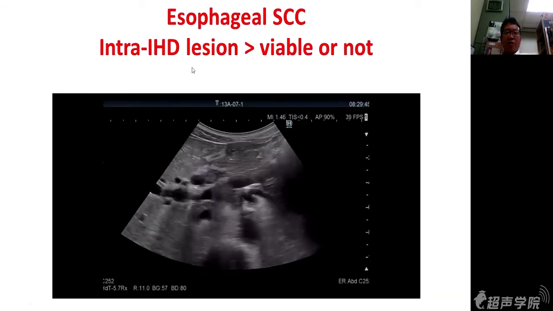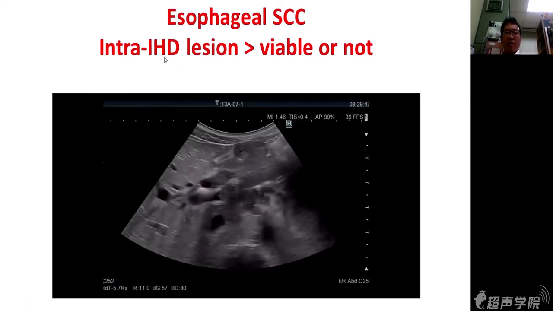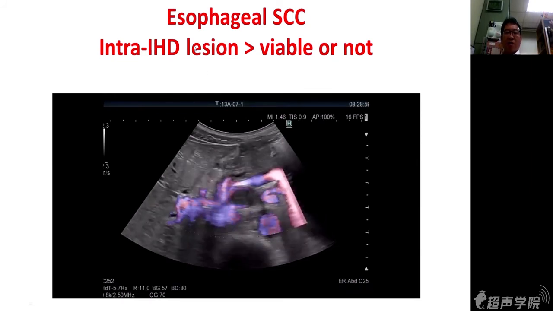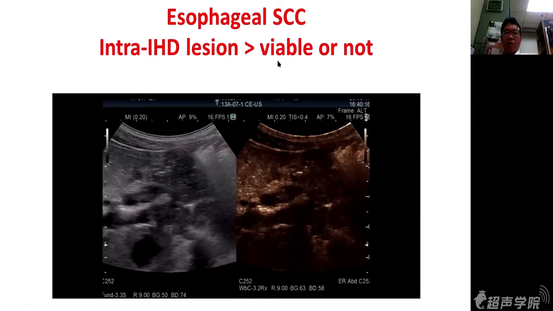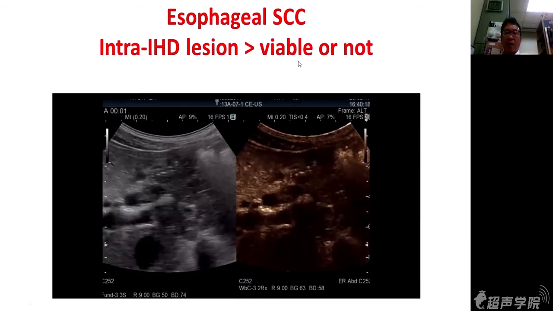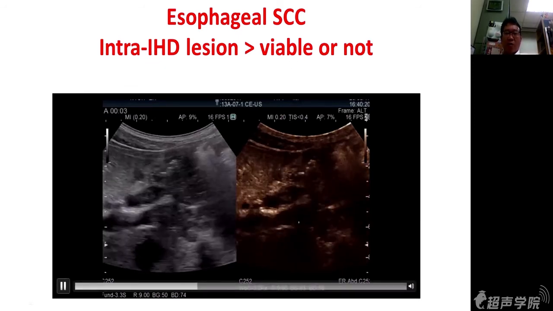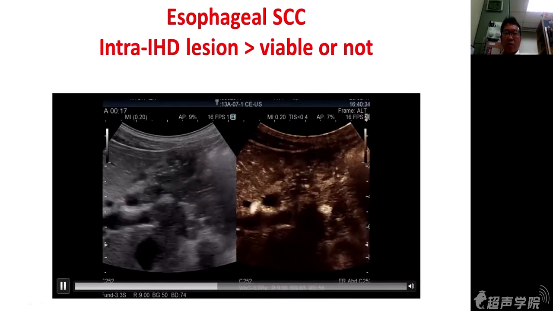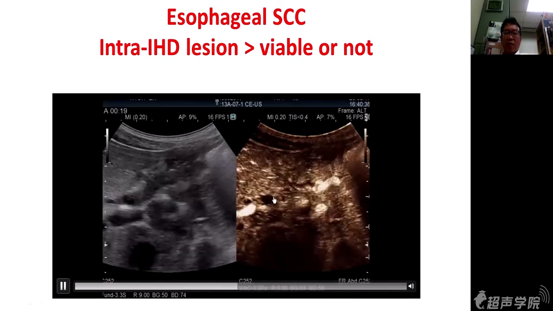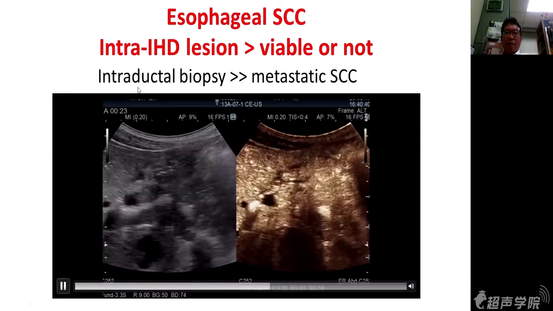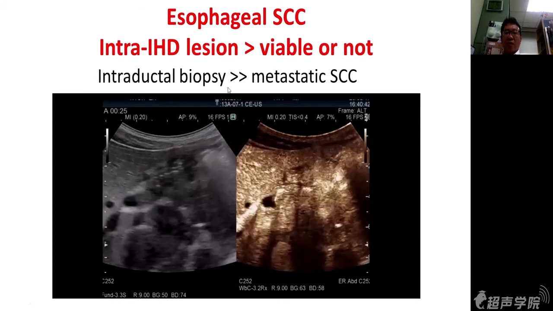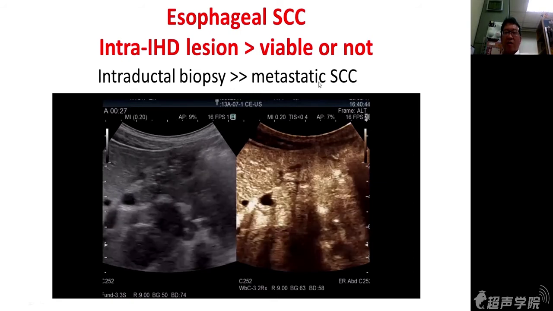This is an intraductal, intrahepatic duct lesion. The patient had suffered from esophageal squamous cell carcinoma. So we have to check whether it is viable or not. If not viable, it's a stone. So we injected the sonazole, and we found there is perfusion here. So we did an intraductal biopsy during the ERCP, and it showed metastatic squamous cell carcinoma.